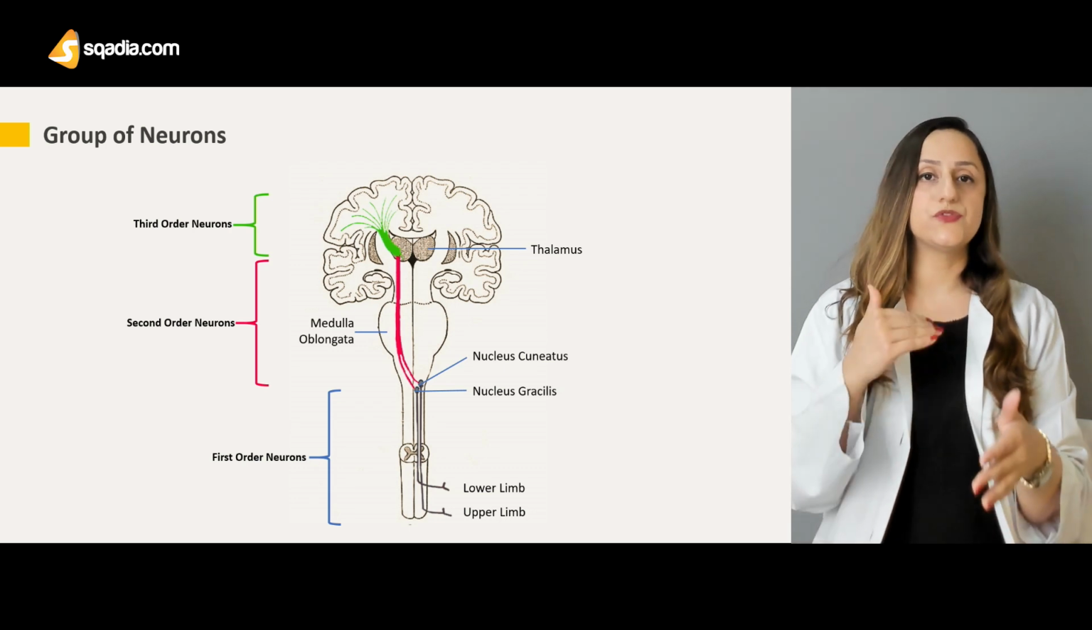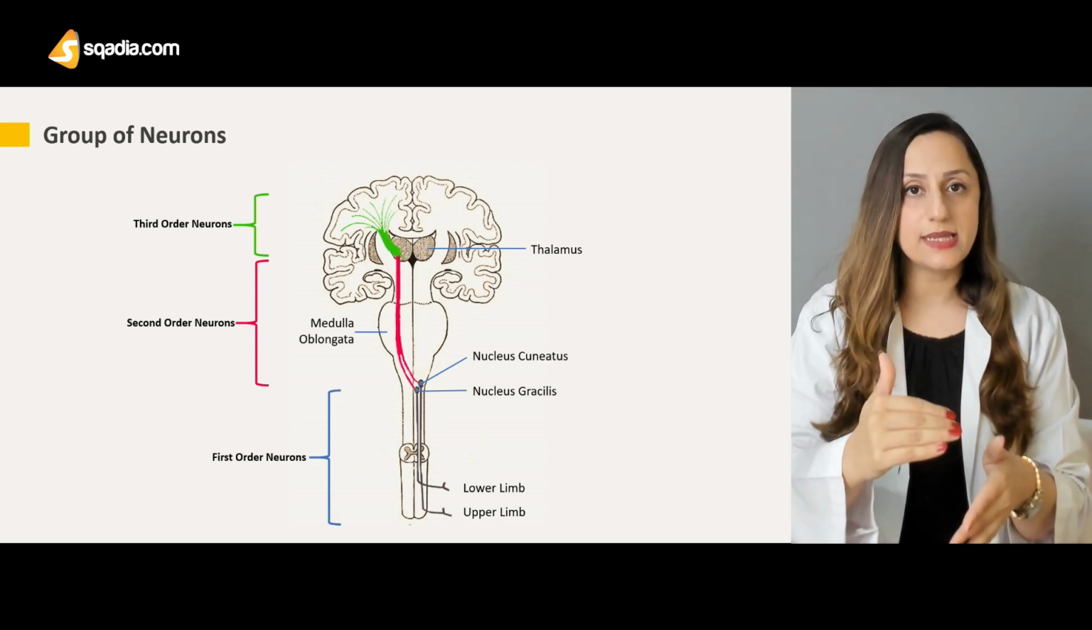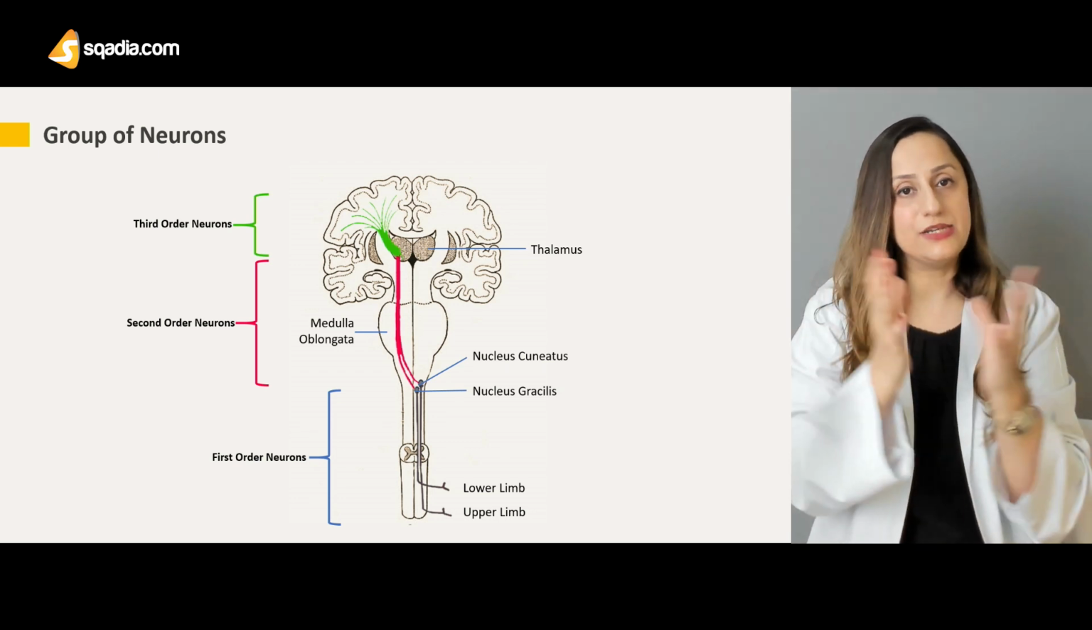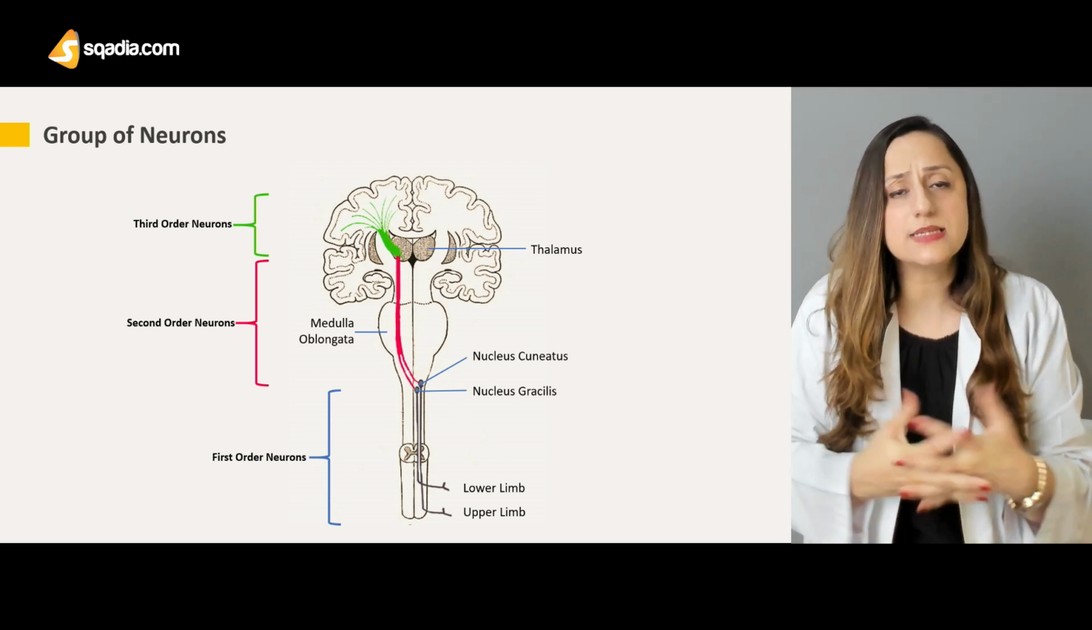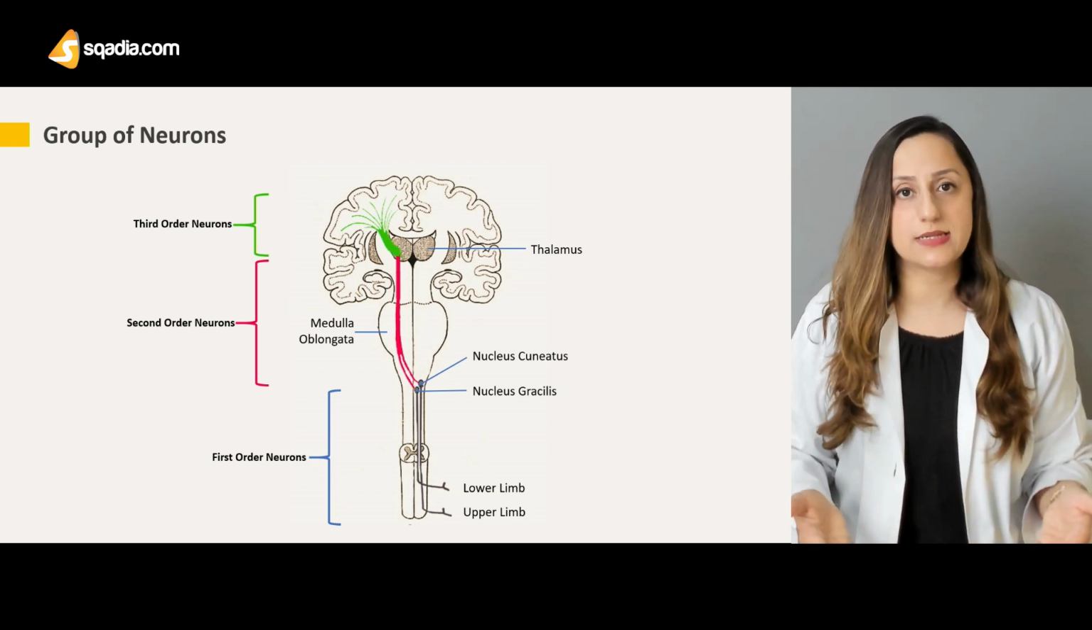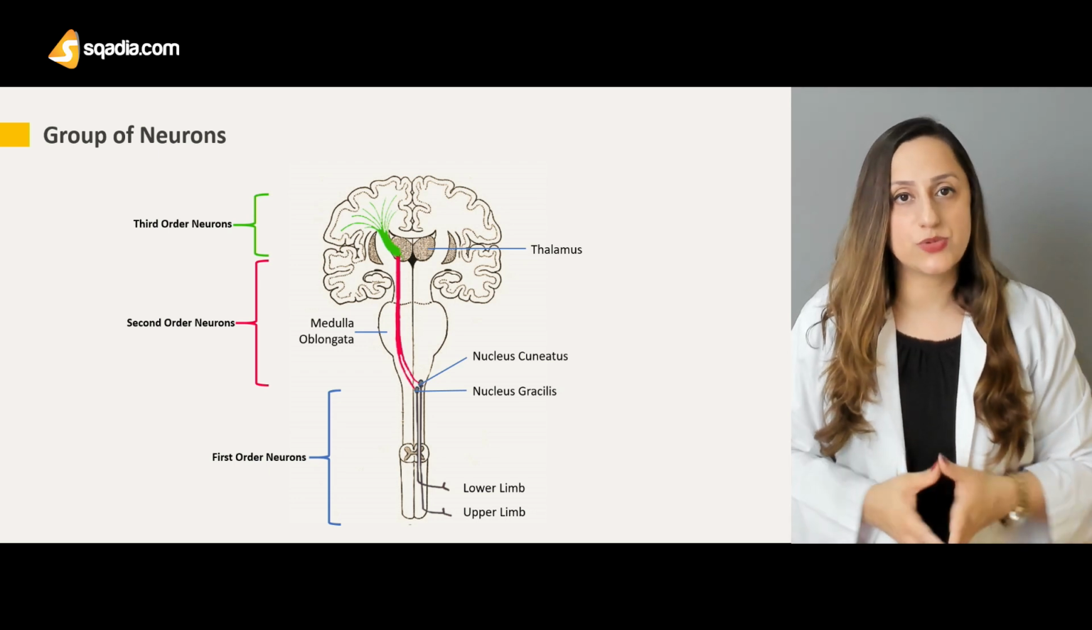So mainly we have the first, then we move on to the second, and the information is passed on to the third order neuron, and then it finally reaches the final destination. This is a common pathway that is followed by all of these tracts, all of the ascending tracts generally.